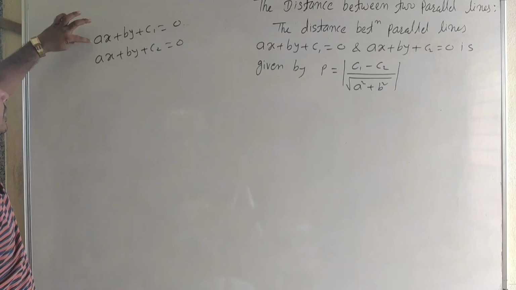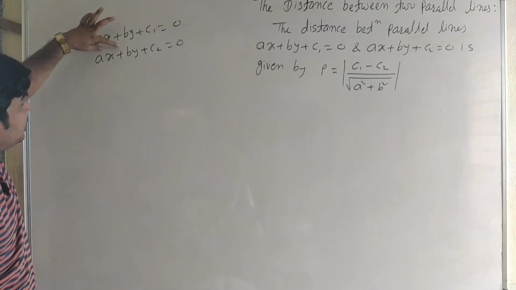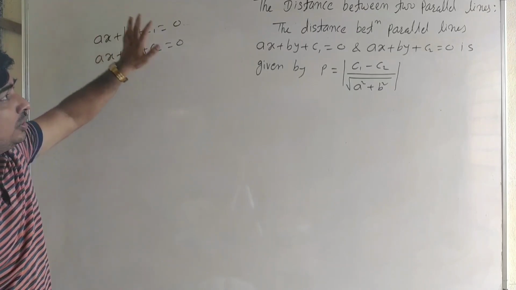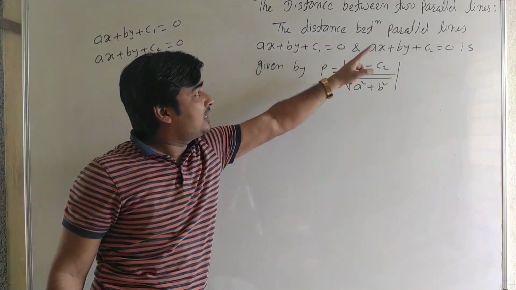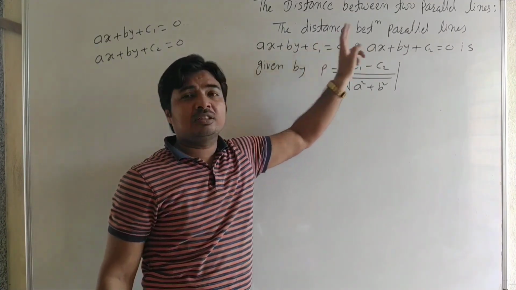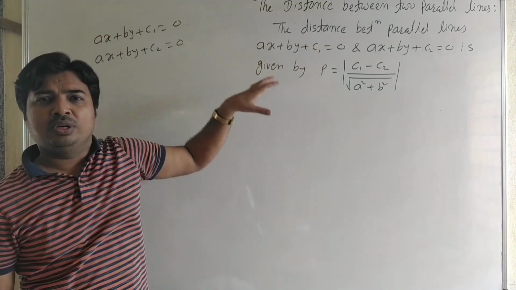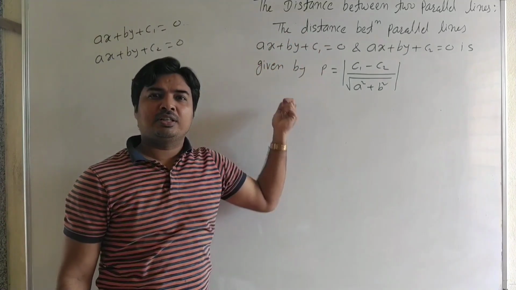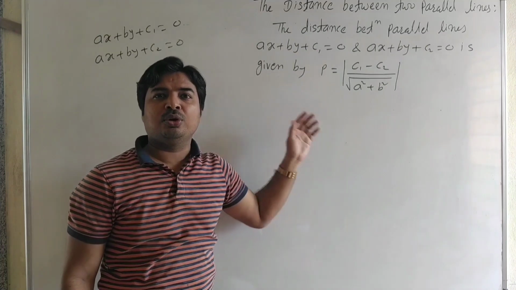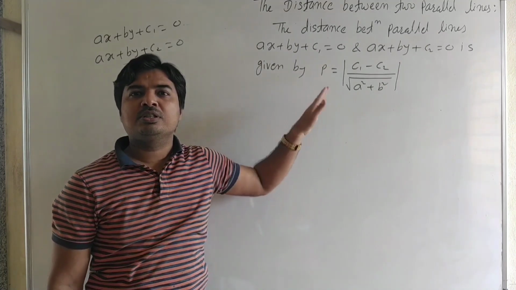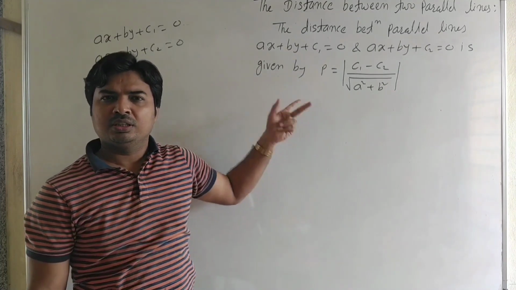The slope of this line is minus a by b, and the slope of this line is also minus a by b. So a and b are the same, and the constants are different, that is c1 and c2. These are the two lines.